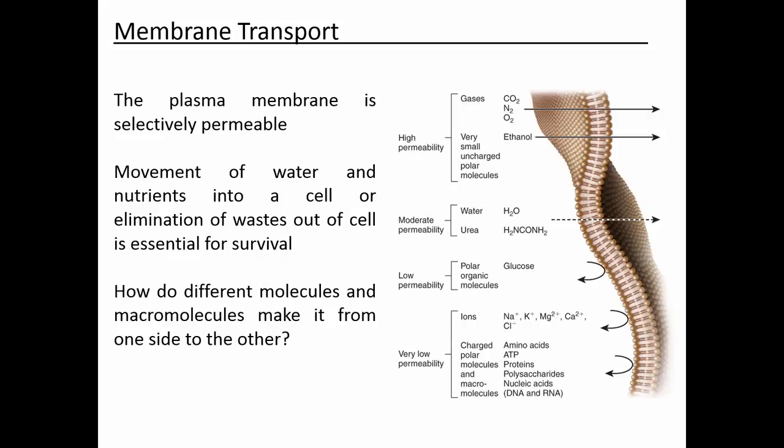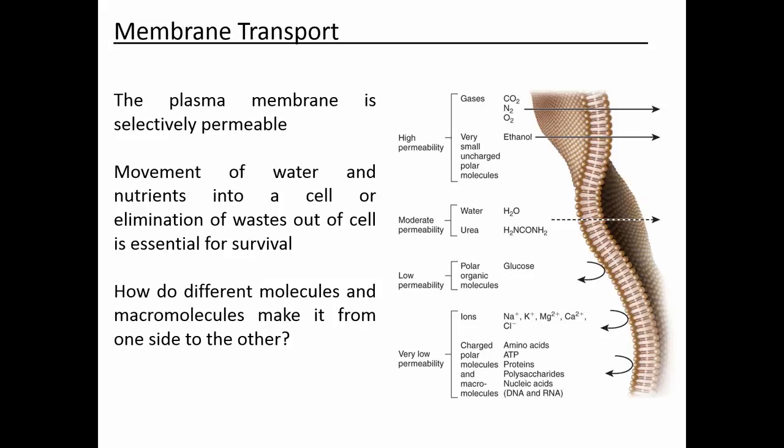Obviously, moving things into and out of the cell is going to be important for taking up nutrients and also getting rid of waste that the cell produces. So what we're talking about is how different molecules make it from one side to the other, because some molecules require proteins to move them from one side of the membrane to the other, whereas other molecules do not require that assistance and are able to pass through a membrane on their own.